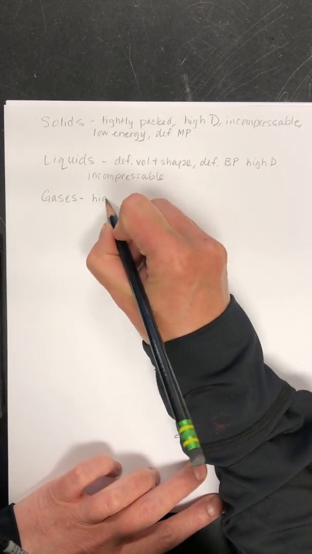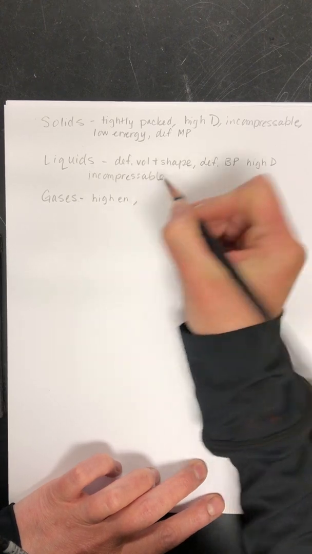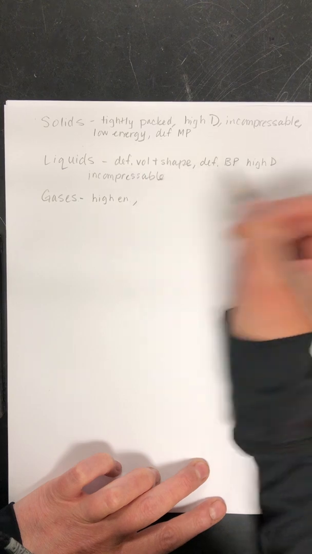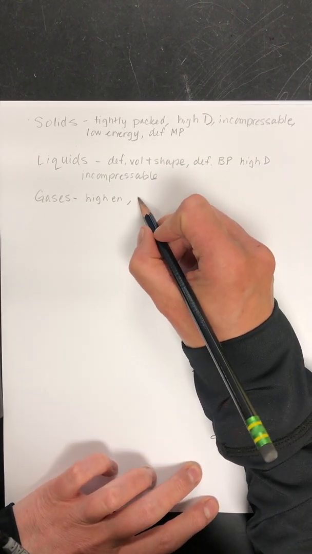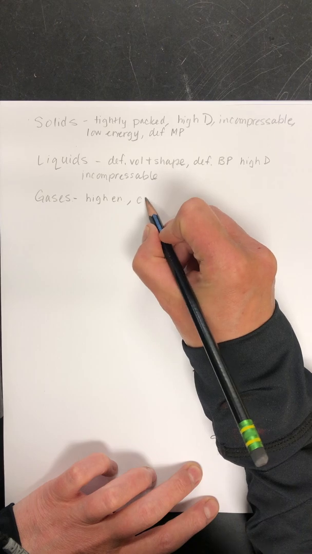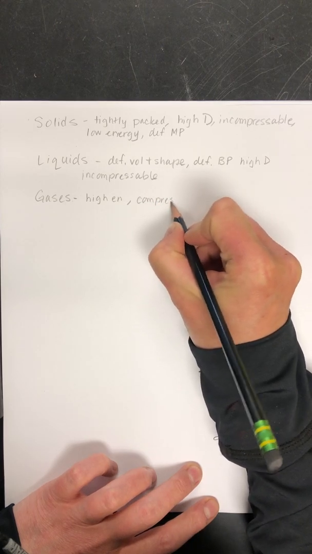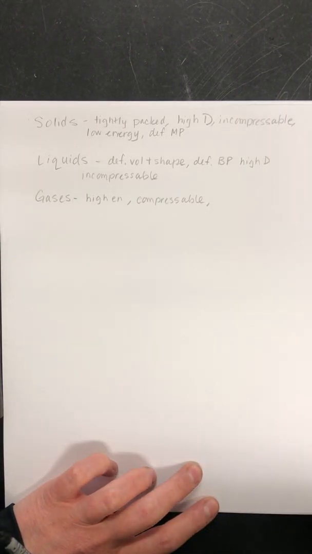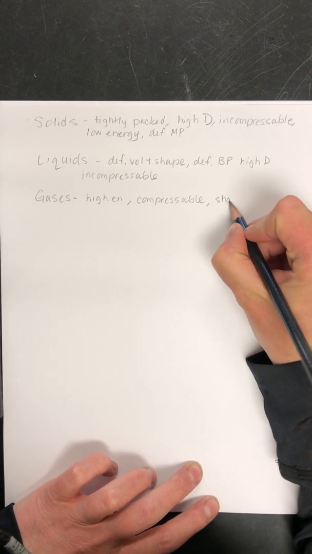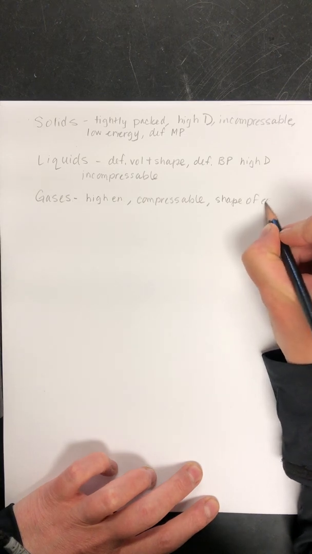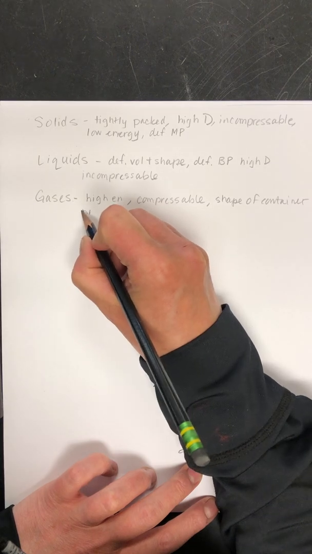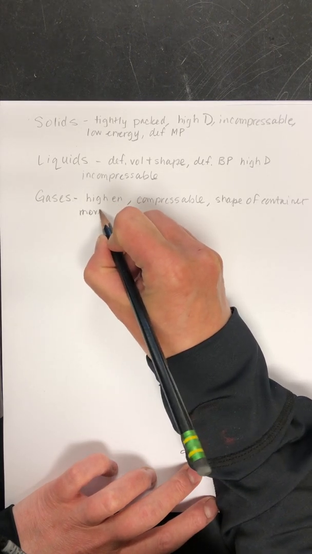Gases have high energy. They are compressible. They take the shape of their container. They move faster. That goes along with the high energy.